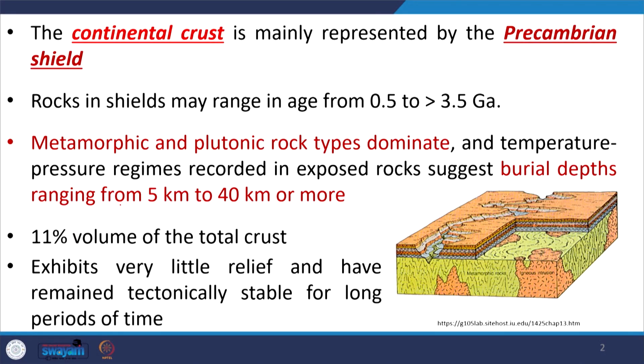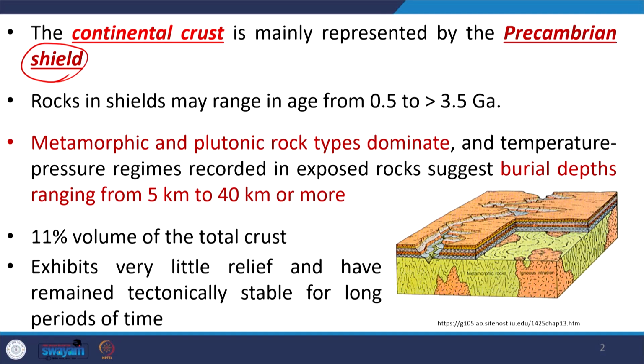So that is why understanding the continental crustal composition as well as the oceanic crustal composition is very much essential to understand plate tectonics and their products during plate interaction. The continental crust is mainly represented by the Precambrian shield. Now the question arises, what is a Precambrian shield? This term is highlighted here, and in the next slide we will talk in detail about what a shield is and what its significance is in plate tectonics.